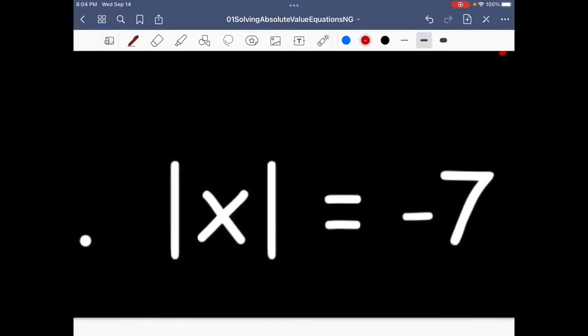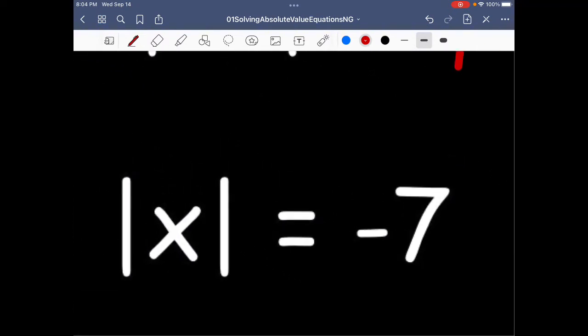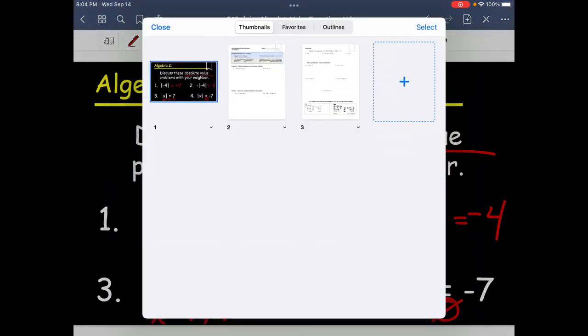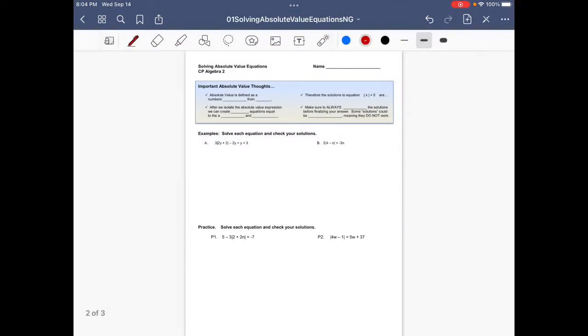Are there any numbers that have a distance that's -7? Well, no, because distance is always positive. So there's no solution to that supposed equation. Well, let's go to the sheet. Basically, the absolute value sheet.